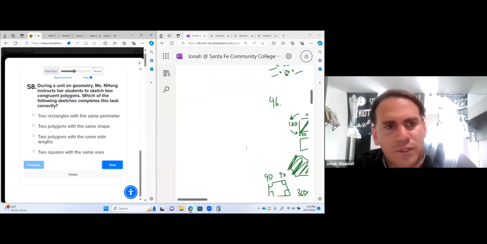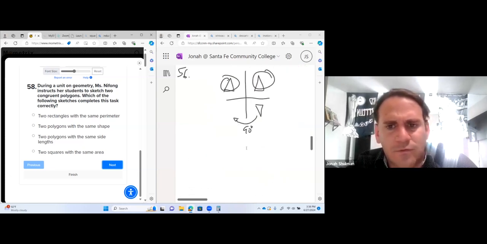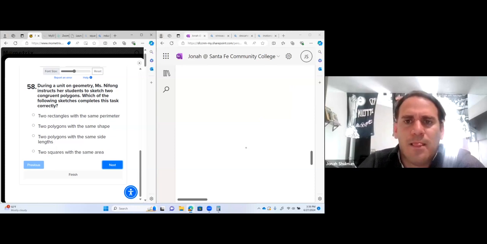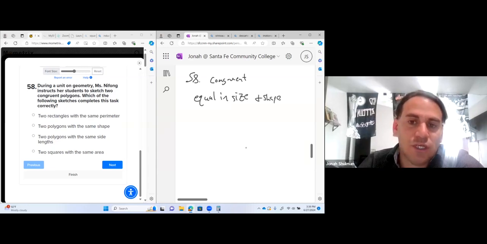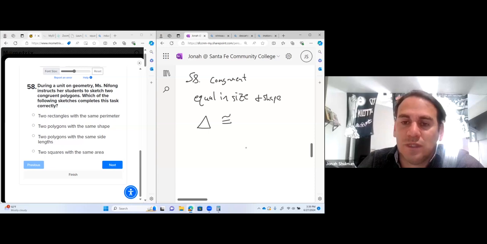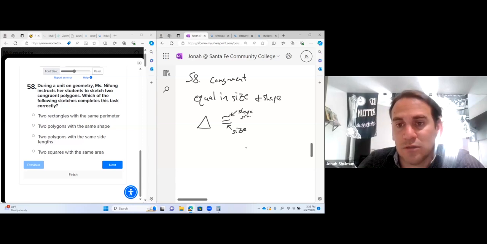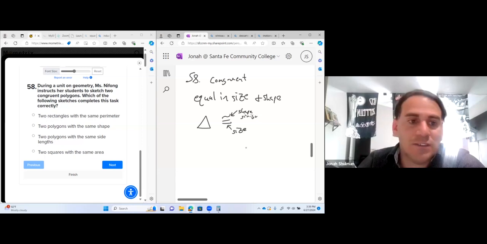Okay, so congruent, right? For 58, congruent means equal. This is another geometry term. It means equal in size and shape. That's what it means. Equal in size and shape. This is the symbol. This means equal in size, and the mustache over the top means shape, or you can think about similar. So they have to be the same size and the same shape.